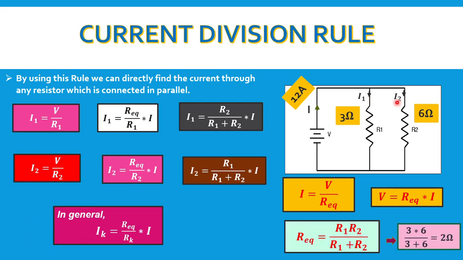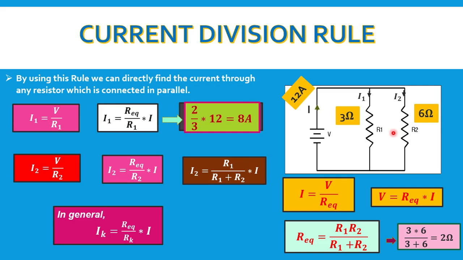Okay, because in this general expression there is R equivalent, first I have to find the value of the equivalent resistance. Okay, so R equivalent, because there are two resistances, simply we find the value of the equivalent resistance, that is R1 into R2 upon R1 plus R2. That means 3 into 6 upon 3 plus 6, that means 18 upon 9, so we get 2 ohm. So 2 ohm is the equivalent resistance of these two resistors connected in parallel.